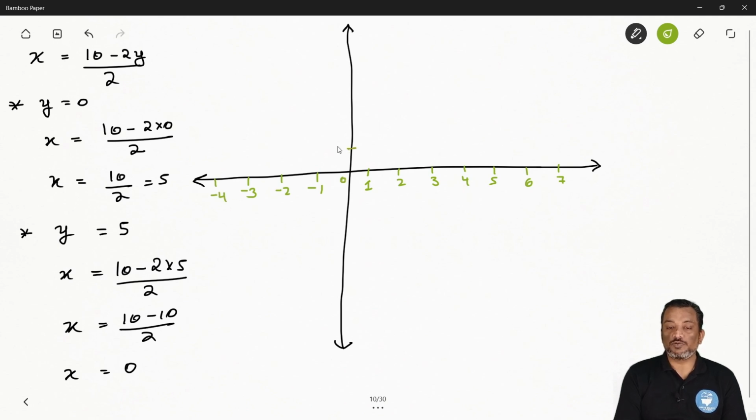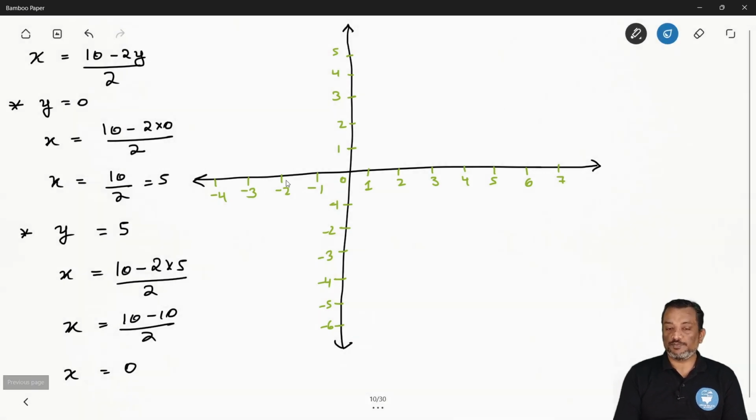So here also 1, 2, 3, 4, 5. Okay, and below you have -1, -2, -3, -4, -5 and -6. Hope you have clear. Now we have to draw the graph. So first we will take the first one.